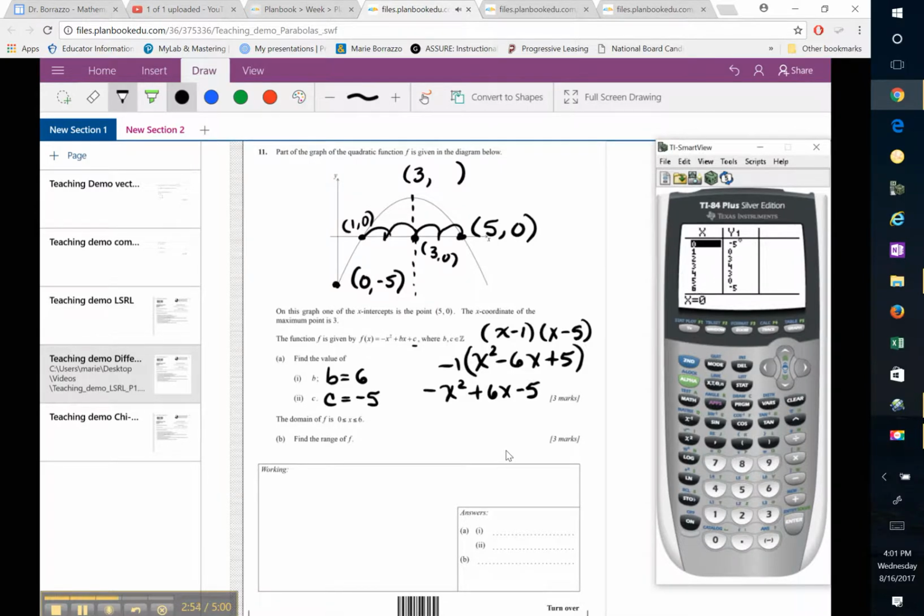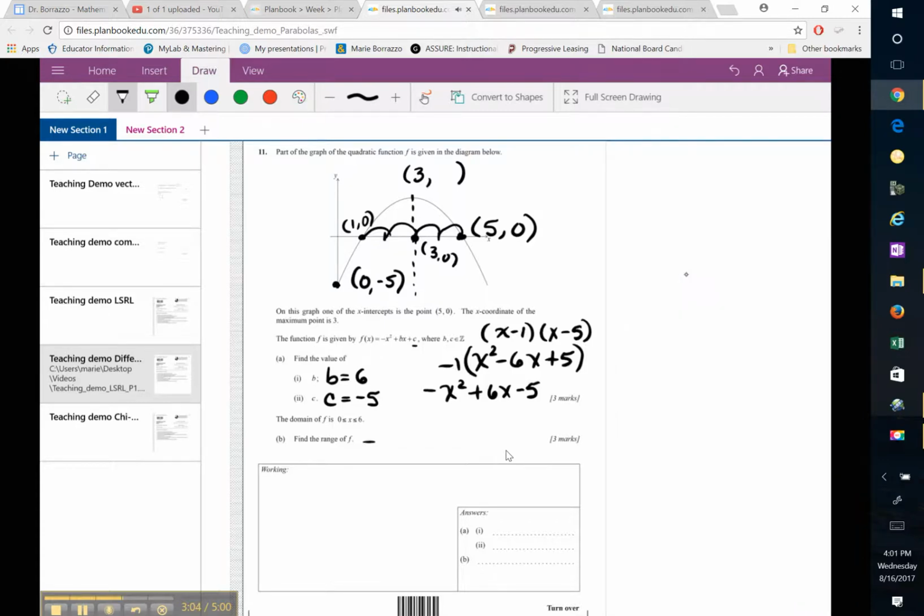The range, if you notice, y has a maximum value of 4 and a minimum value of -5 given this restriction. So in this question you want to answer this with -5 less than or equal to y, where y is still less than or equal to 4.